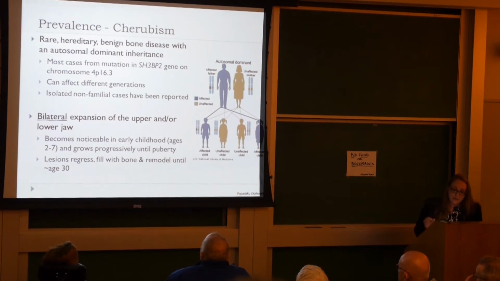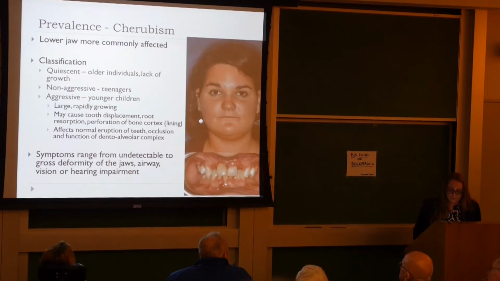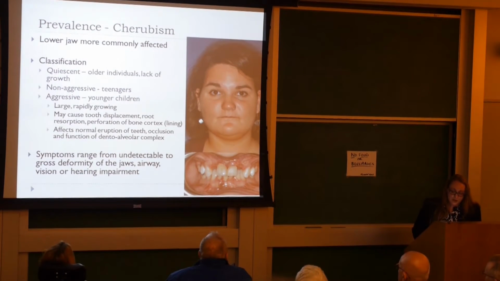One of the important things in diagnosing cherubism is that it is almost always bilateral, meaning that it's on both the left side and the right side, and it's usually in the upper jaw, lower jaw, or sometimes both. It can become noticeable in early childhood, specifically around the ages of 2 to 7 from studies, and it grows progressively until puberty. But then in puberty, the lesions regress, start to fill with bone, and remodel, and that means that the bone restructures itself, and this occurs from the studies that we've seen until about the age of 30, and then it just stops. So here's a patient with cherubism, and usually the lower jaw is more commonly affected.